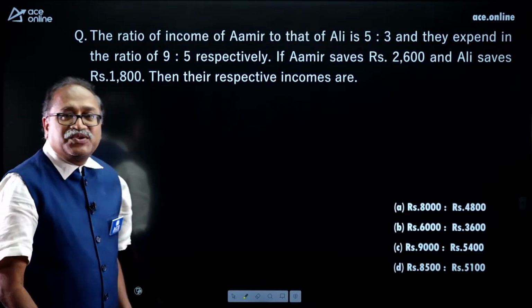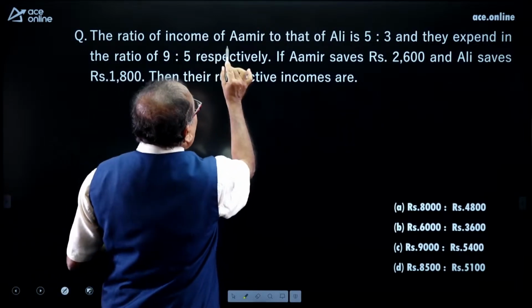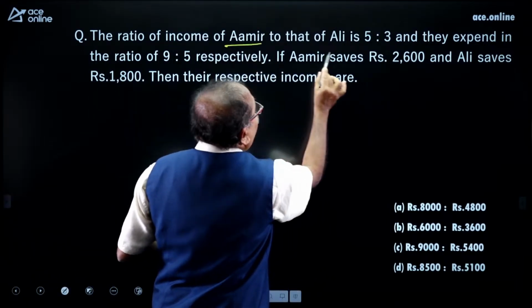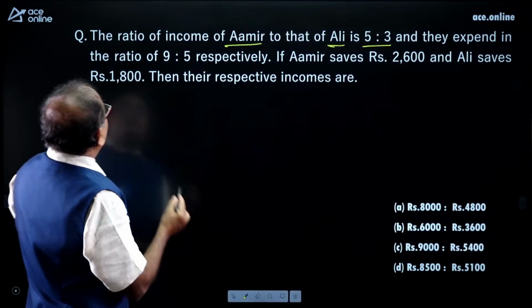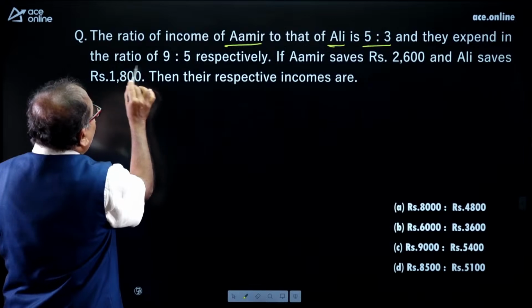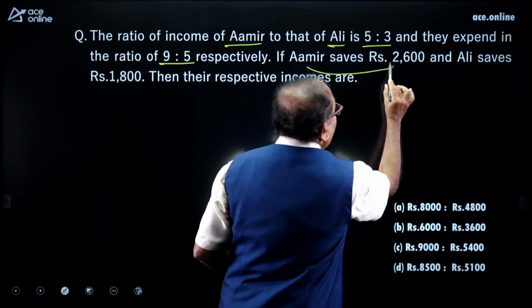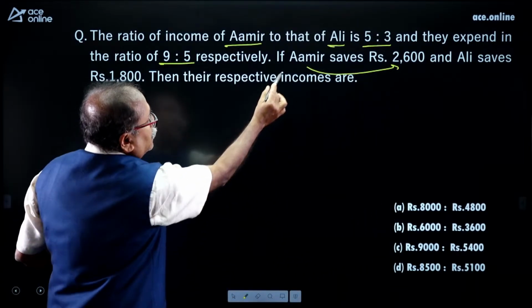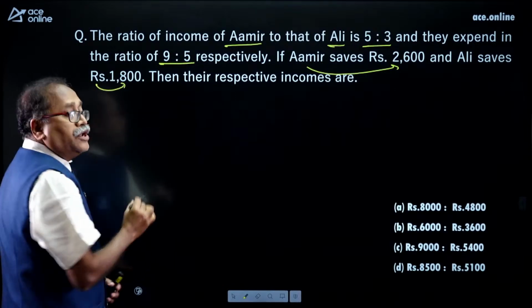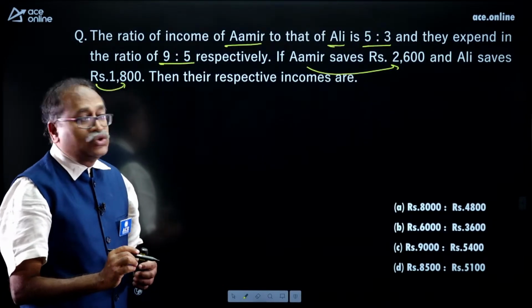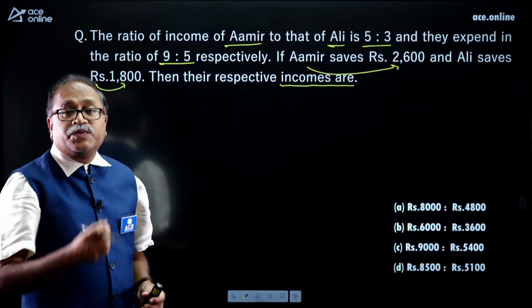Okay, so this is the question. Now what is it? The ratio of the incomes of Amir to that of Ali. These two persons' income ratio is given. If their expenditure ratio is 9:5, and Amir saves 2,600, whereas Ali saves 1,800. Here the savings are different for these two people. Then what are their respective incomes?